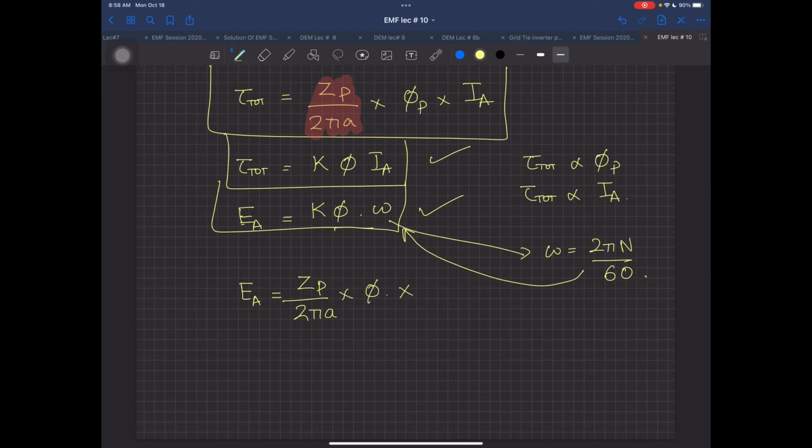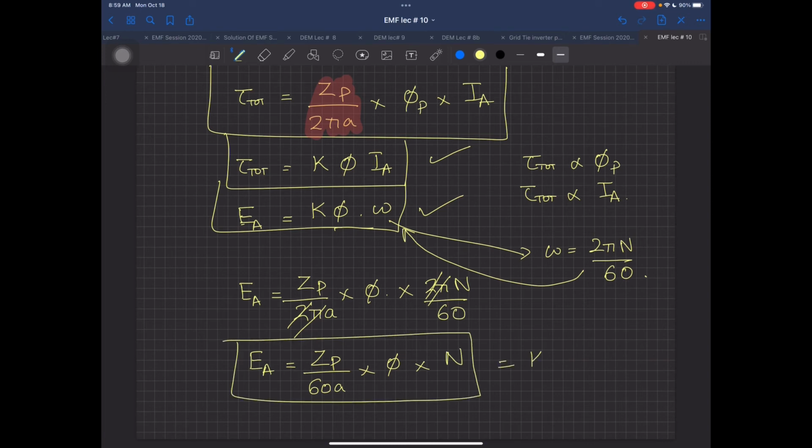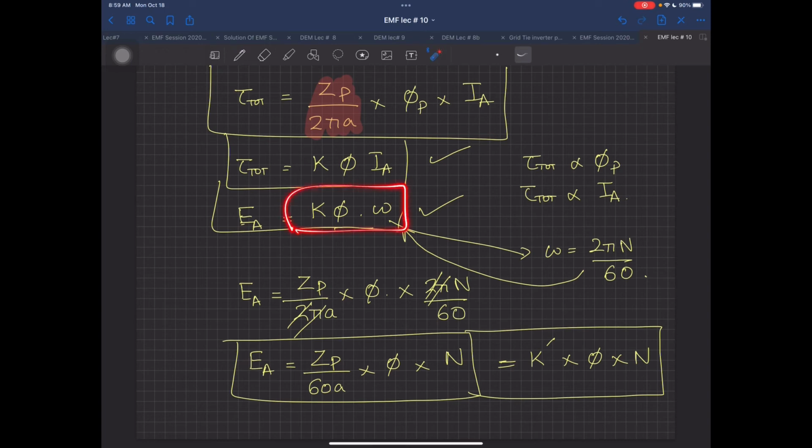So this will be phi into 2 pi N divided by 60. Now this 2 pi and 2 pi cancel. So you have EA equal to ZP divided by 60A into flux phi into N. I can call this another parameter K dash into flux phi into N. Same thing, but this time there is N, which is the revolutions per minute speed. Previously this was K phi omega, now this is K dash phi N.